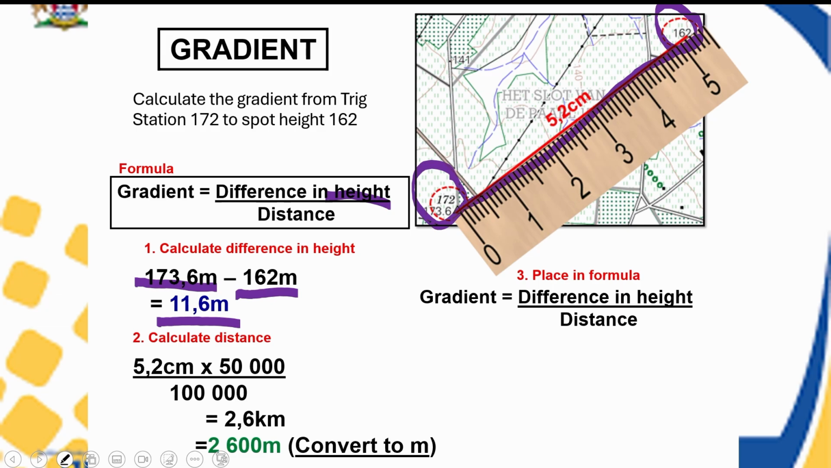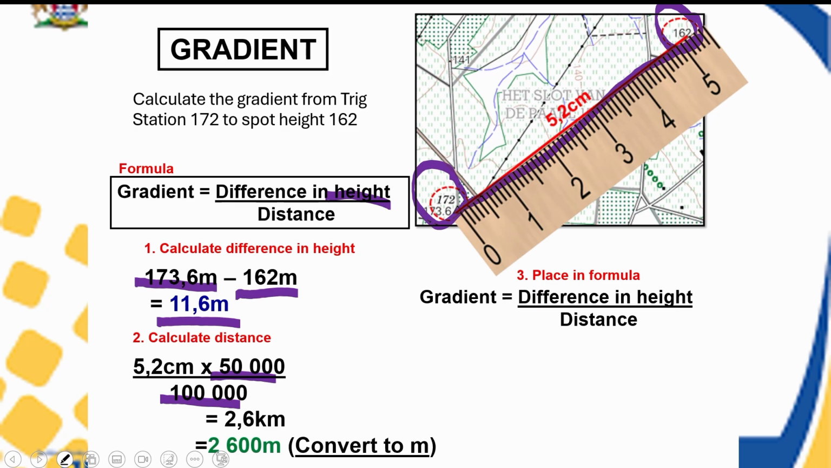So the difference between the 2 points is 11.6 meters. Now the second stage is to calculate the distance between the 2 points. You put your ruler correctly. It should be straight. When we have measured here, we've got 5.2 centimeters. That 5.2 centimeters that you got between the 2 points, you need to multiply by using the scale, which means this is a topographical map. So it's 1:50,000. So there is our 50,000 divided by 100,000. Then we got 2.6 kilometers.